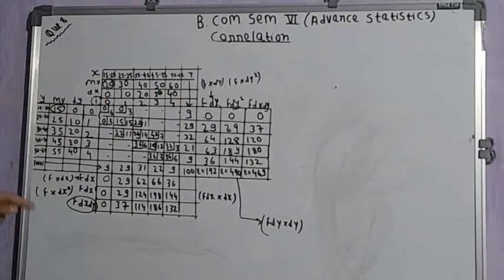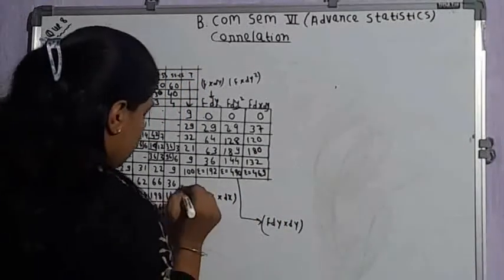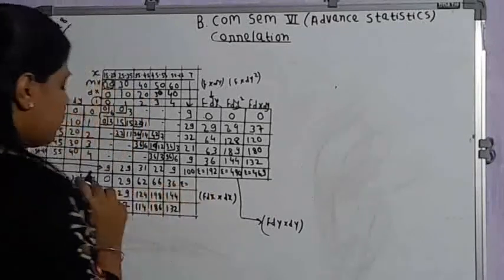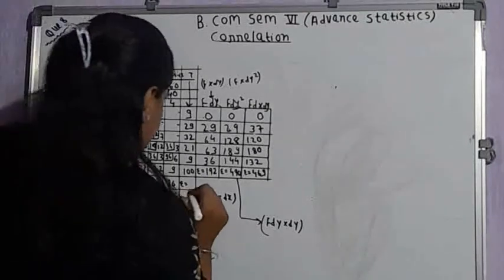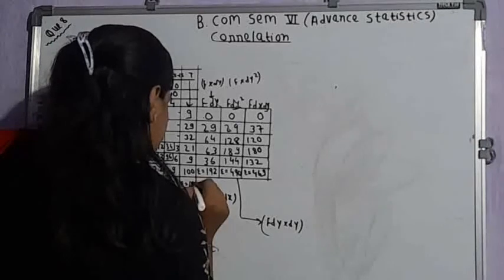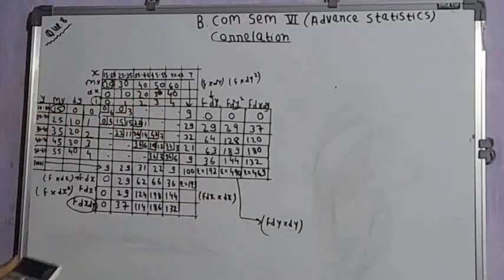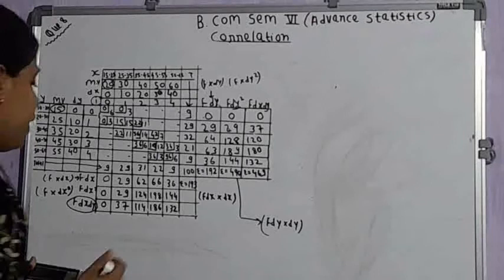Now we have to calculate summation f dx. For calculating summation f dx, we have to make addition of all these items, that is 29 plus 62 plus 66 plus 36. So it would come to 193. So summation f dx would be 193. Then we have to calculate summation f dx square.